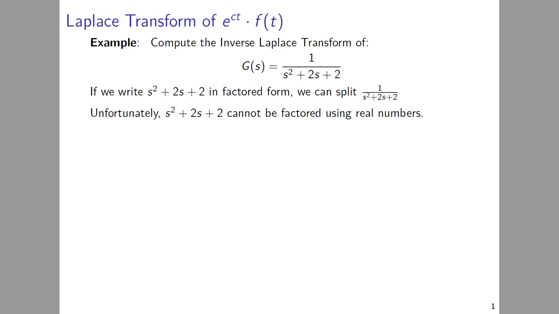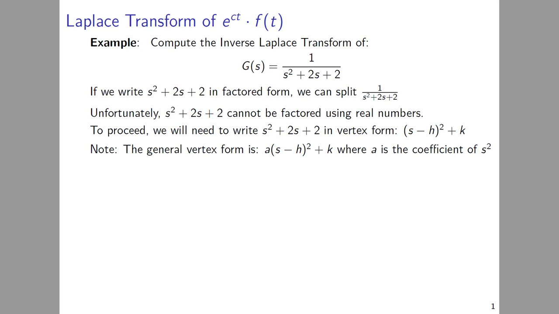Unfortunately, s squared plus 2s plus 2 cannot be factored using real numbers. So to proceed, we will need to write s squared plus 2s plus 2 in vertex form, (s minus h) squared plus k. I'd like to note that in general, the vertex form is a times (s minus h) squared plus k, where a is the coefficient of s squared. However, here, our coefficient of s squared is just 1, so we're using that a equals 1.